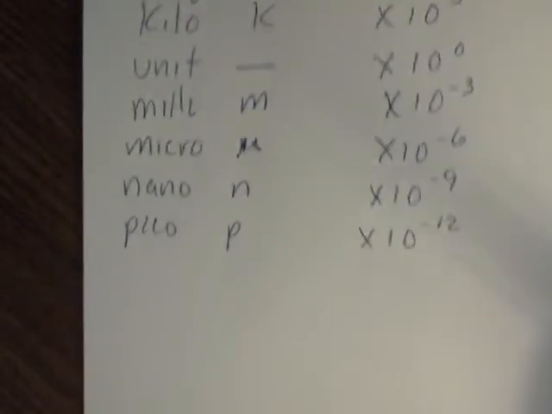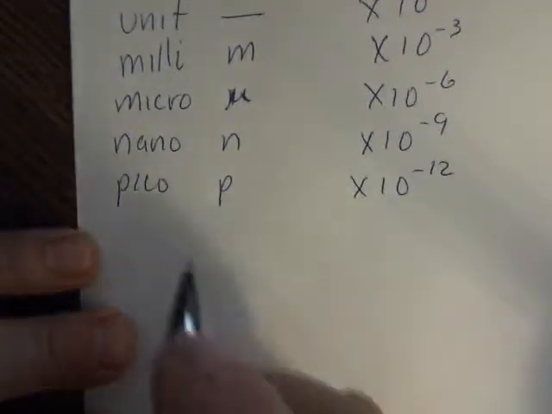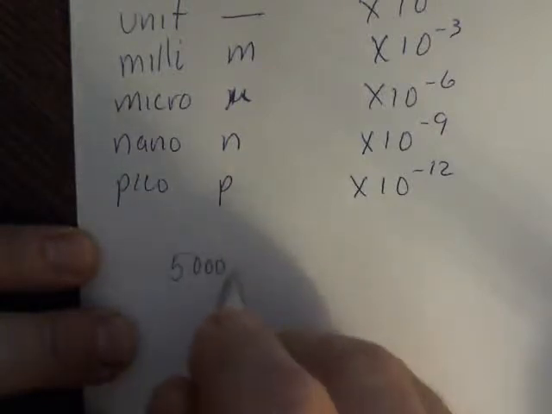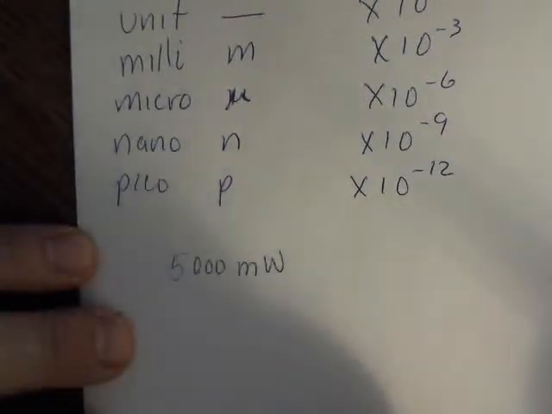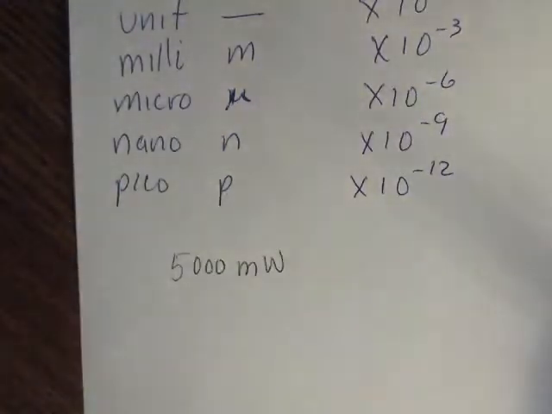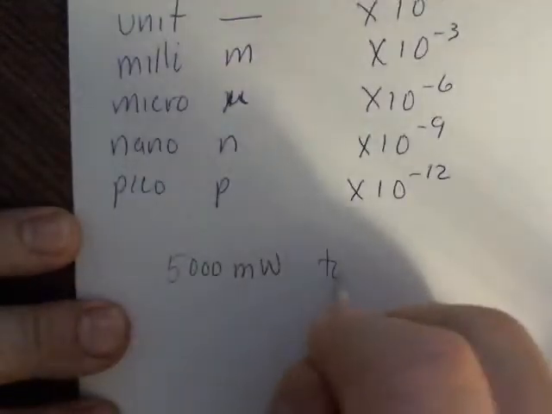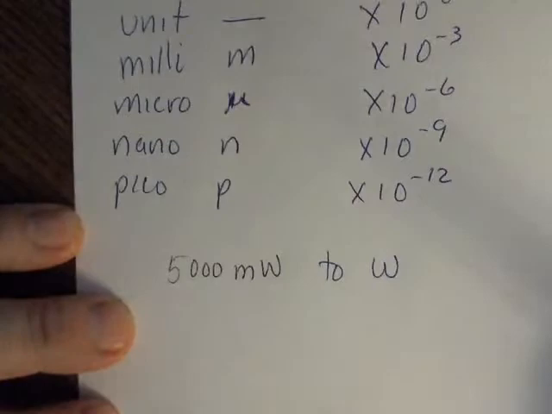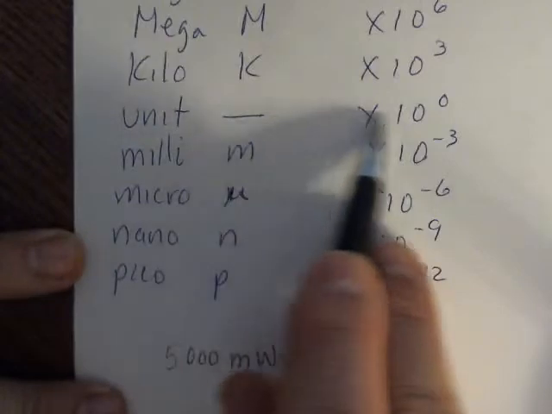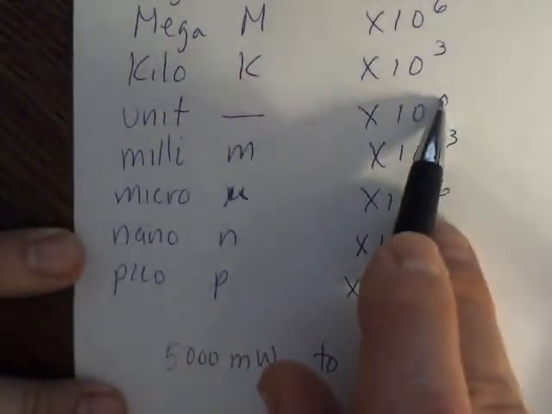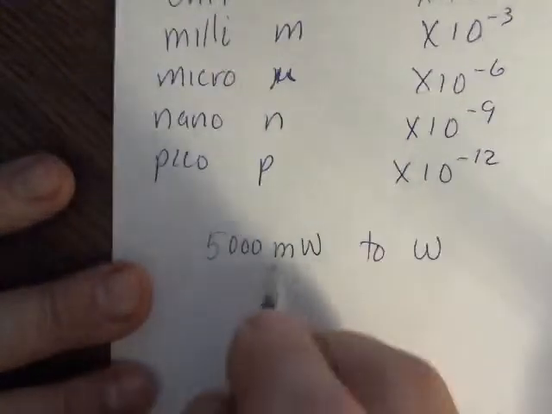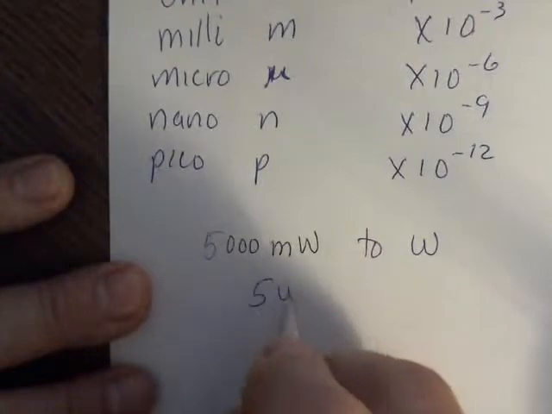So in other words, let's say, for example, I have 5,000 milliwatts, and I want to change to watts. Well, milli is right here. Watts is a basic unit, is right here. So since I'm moving up the table one prefix, I move the decimal 3 places to the left, which gives me 5 watts.